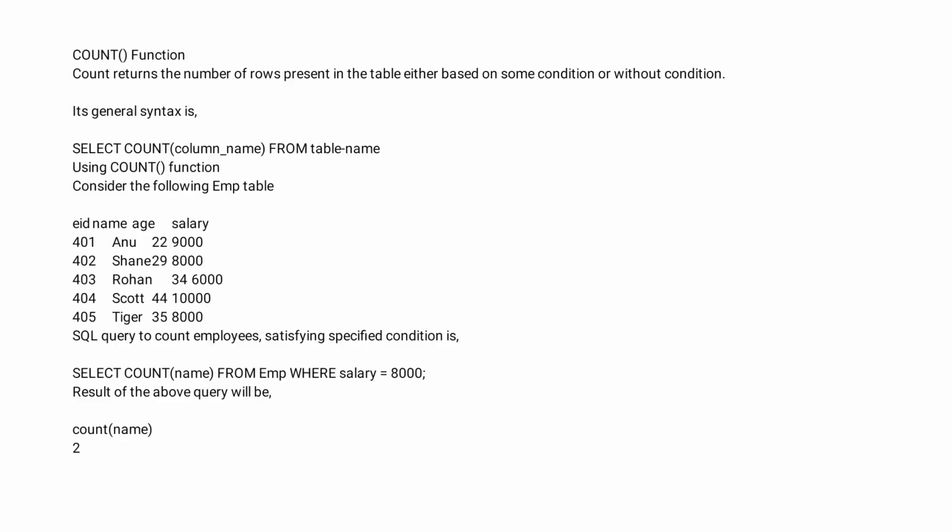The next one is count. Count returns the number of rows present in the table, either based on some condition or without a condition. The syntax is: select count of column name from table name. Using the count function, we can return the number of rows, including repeated values in the table.